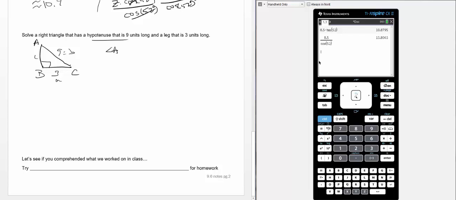In my triangle here, angle A, I need to find angle B and find angle C. I need to find side A, I need to find side B, and I need to find side C. I know 3 of these things. I know that angle B is 90 degrees. I know that side B is 9. And I know that side A is 3. I need to find these 2 missing angles and this missing side.